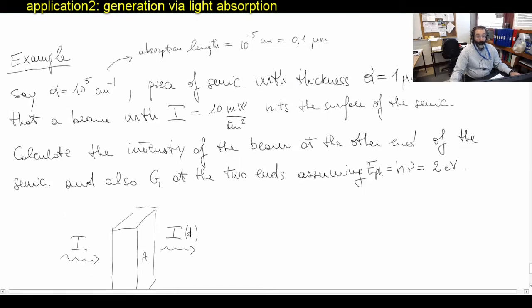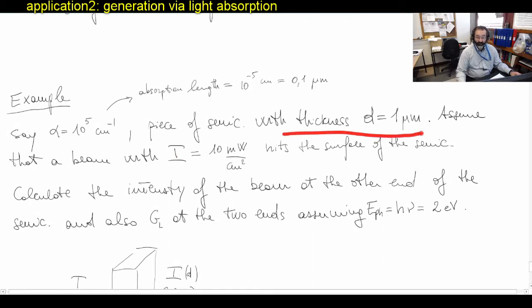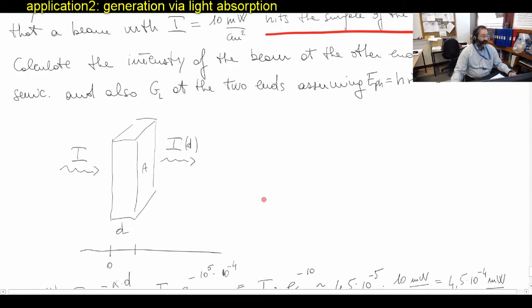Our piece of semiconductor, let us assume, has a thickness of 1 micrometer, and let us assume that a beam with 10 milliwatts per square centimeter intensity is hitting the surface of this semiconductor. So effectively I'm referring to this kind of situation here.